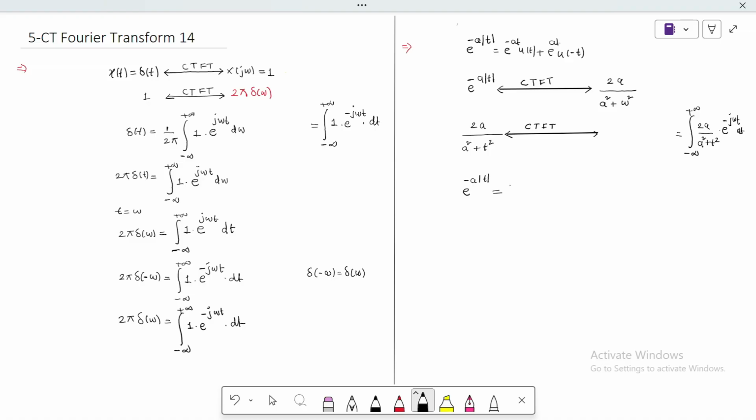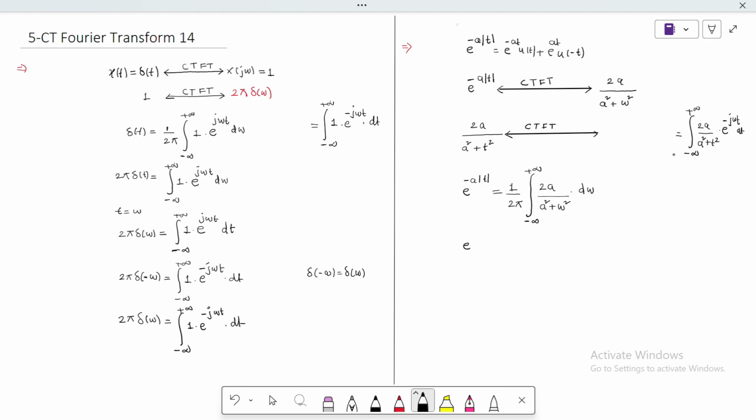So this is the inverse Fourier transform, which equals 1 by 2 pi times the integral from minus infinity to plus infinity of 2a by a square plus omega square into d omega. This is the integration with respect to omega, and the earlier one was with respect to t. So same case, interchanging t to omega and omega to t.